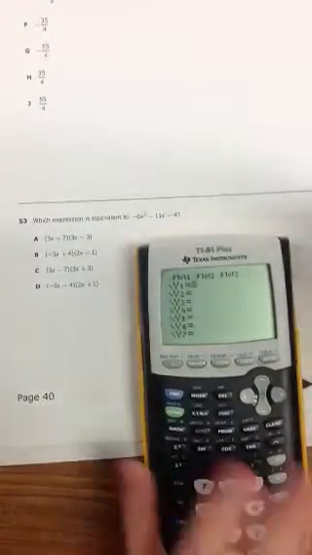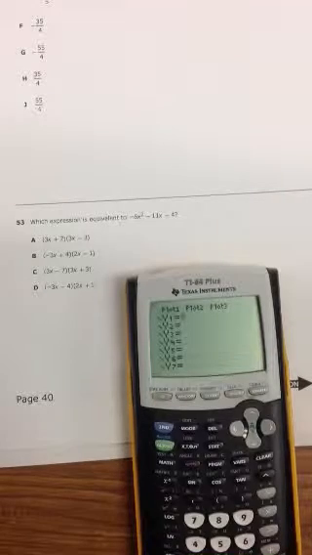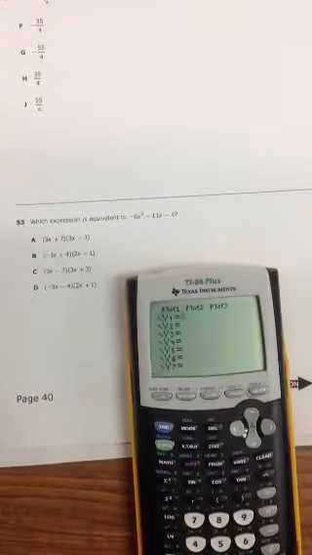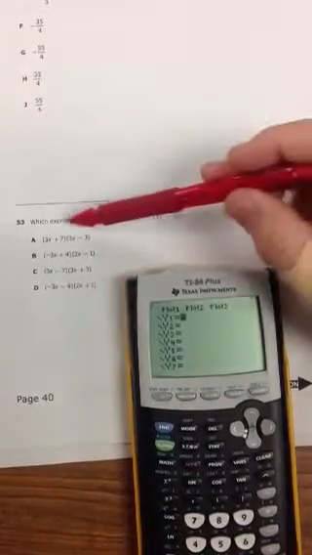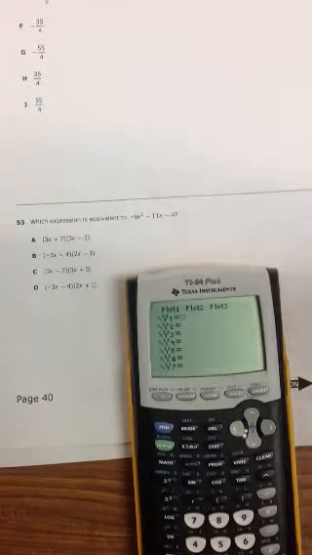We're going to look at 53. 53 is kind of an easier question. There's a couple ways to solve it, but I'm going to show you a way to solve it with the calculator, and then I'm going to show you a way to solve it without a calculator. So, which expression is equivalent to negative 6x squared minus 11x minus 4?